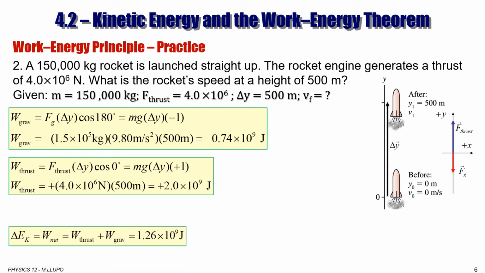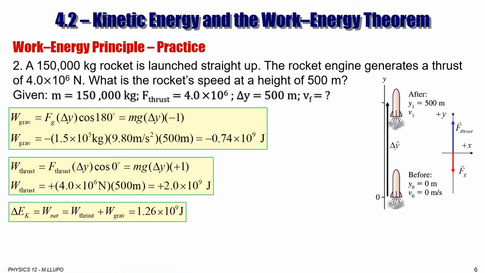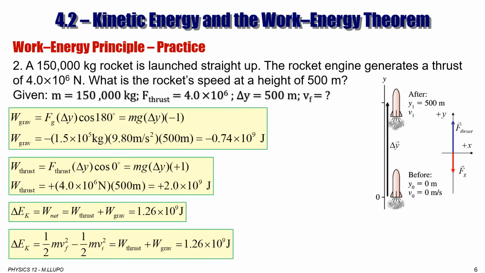Now we are ready to sum those two, which makes the net work, which is equal to the change in kinetic energy. That's what we're looking for. We're looking for v final. So the sum of those two, one positive and one negative, means it's the difference of those two, which is 1.26 times 10 to the power of 9 joule. Now we are ready to apply the work energy principle. So the change in kinetic energy, which is half m v final squared minus half m v initial squared, is equal to the sum of those two that we just calculated.